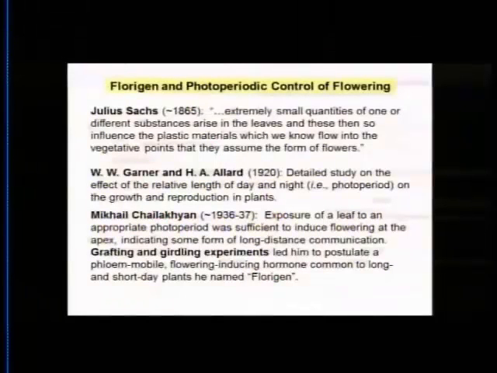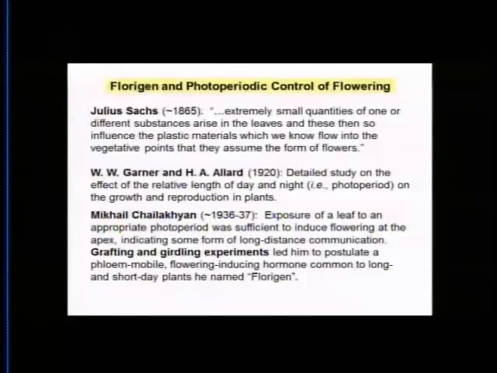essentially a flowering hormone. Just quoting him, translated from German, of course: extremely small quantities of one or different substances arrive in the leaves, and these then influence the plastic materials which we know flow into the vegetative points so that they assume the form of flowers. Okay, so this is one of the earliest discussions on what we would now call a hormone.